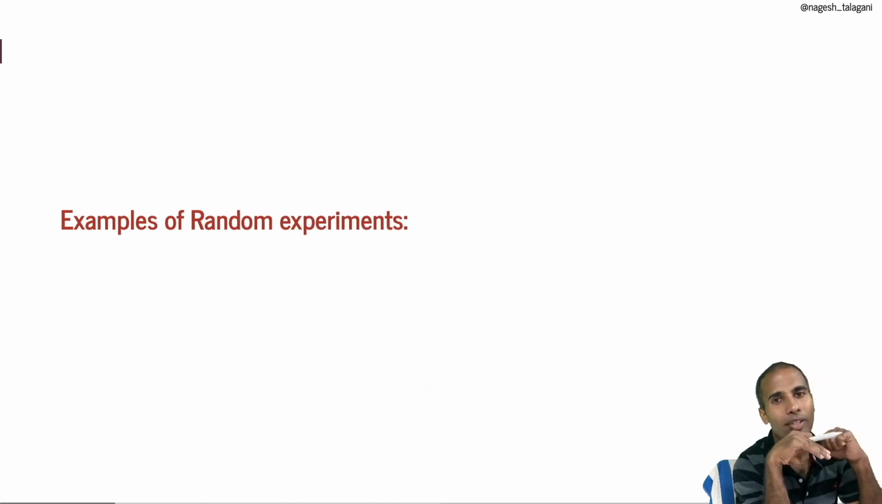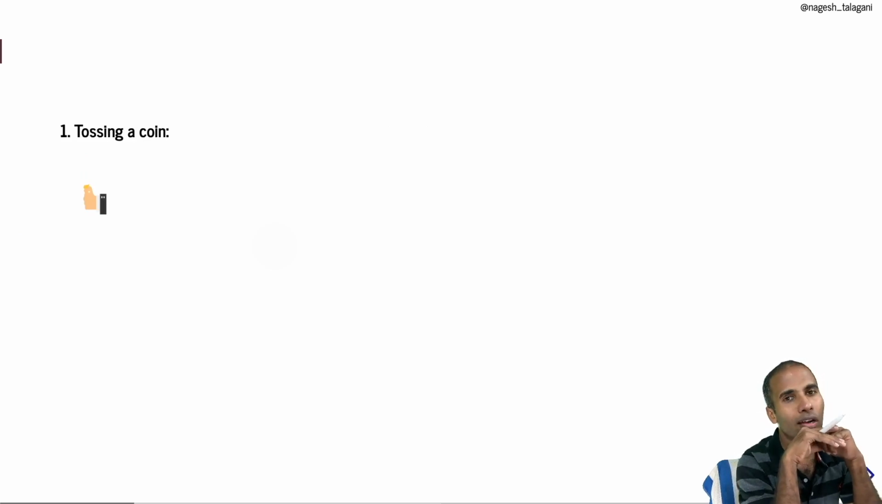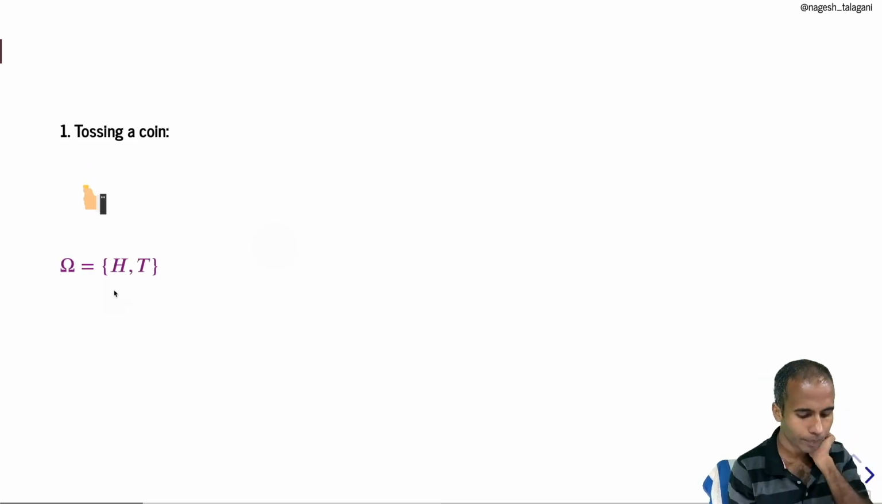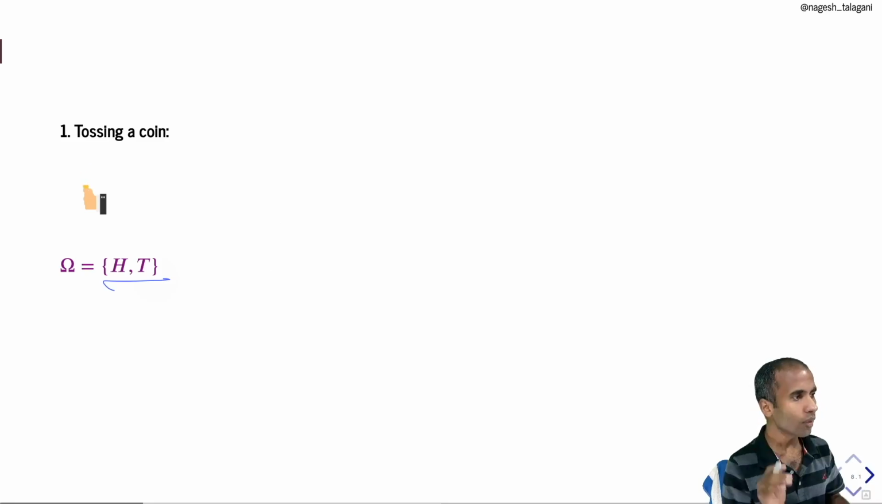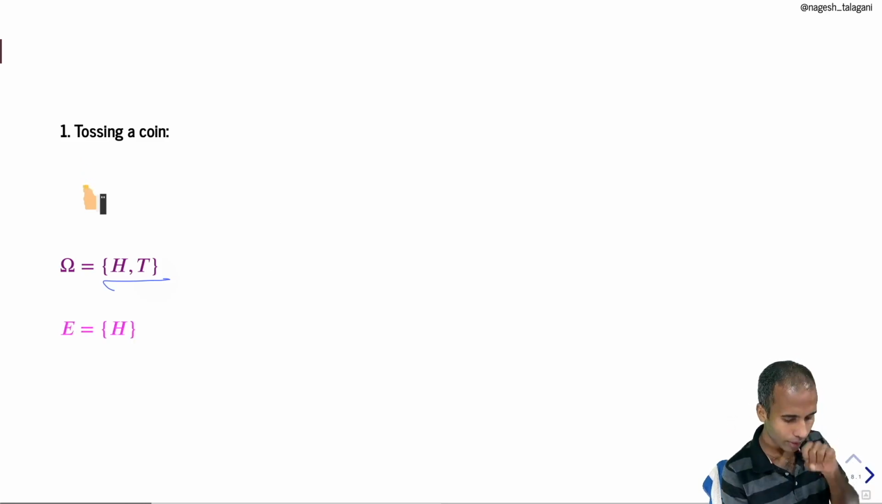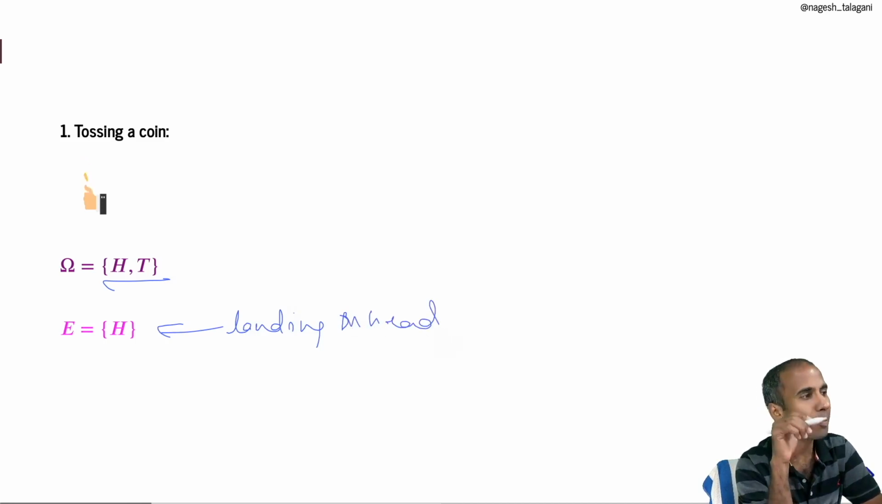Let's look at some examples of random experiments. First one, tossing a coin. When we toss a coin, we can observe two possible outcomes, head or tail. So our sample space consists of two outcomes, H and T. H denotes head, T denotes tail. One typical event of interest could be landing on head, which is a subset of the sample space consisting of the single outcome H.